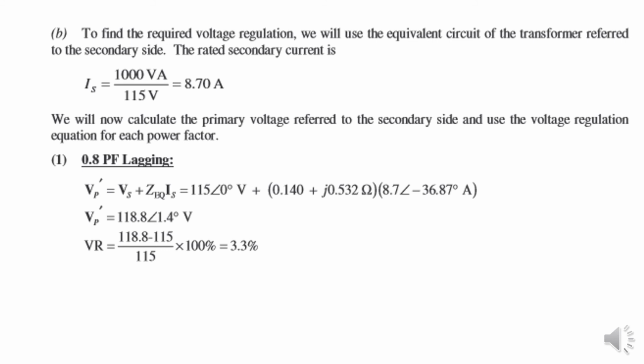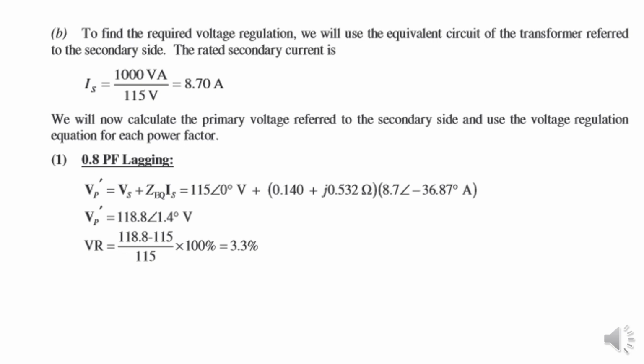In the first case, it says 0.8 power factor lagging. That means the angle of Is is minus 36.87, since cos inverse 0.8 is 36.87 and it is lagging. Therefore Is will be 8.7 angle minus 36.87. Vs is 115 and it is the reference, so the angle is 0. ZEQ is the addition of Req referred to the secondary side plus jXeq referred to the secondary side, which we have found previously.